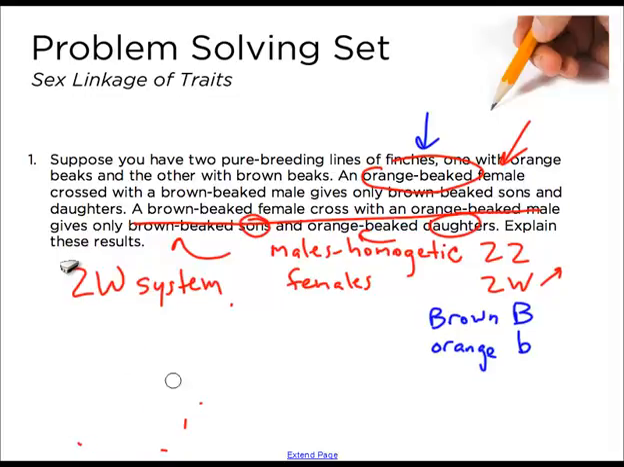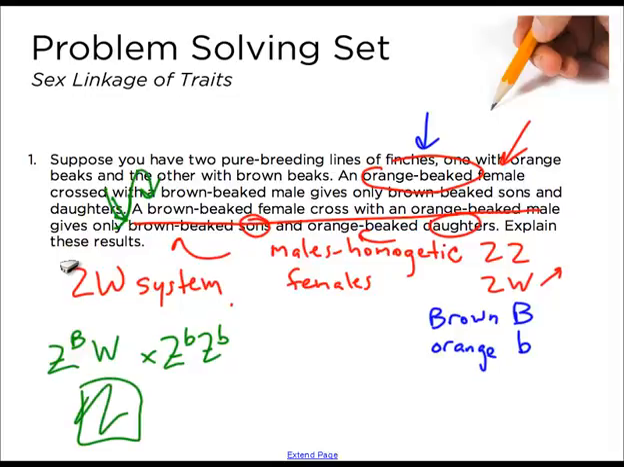And when I say the other cross, I mean this one right here. A brown-beaked female. So the female, again, remember, she's ZW. So using the terminology we have here, she's going to be like that, right? Because big B is brown. An orange-beaked male, this is good because there's only one way that could be, is if he's homozygous recessive, right? That gives brown-beaked sons and orange-beaked daughters. Let's see if it works.